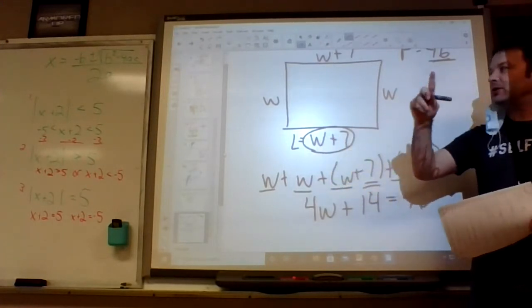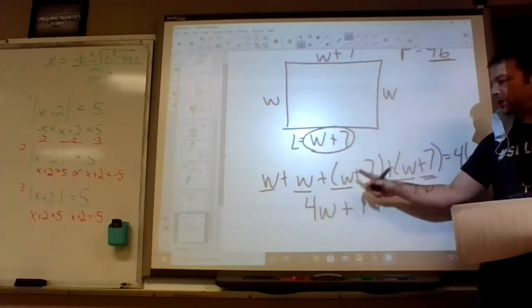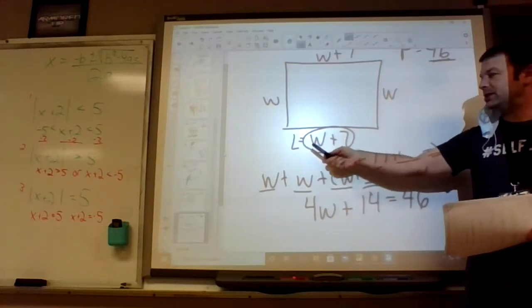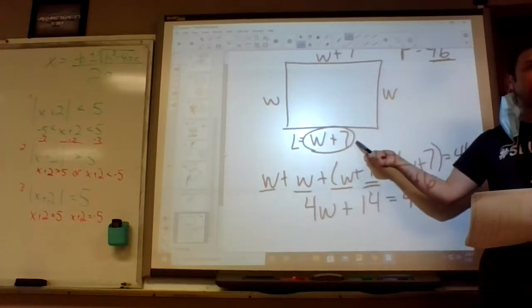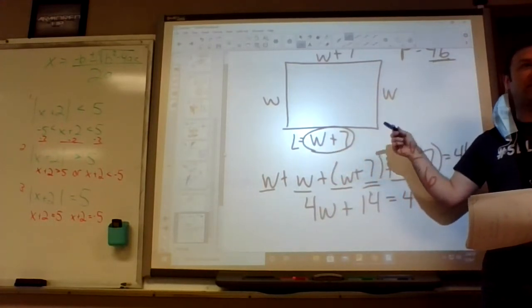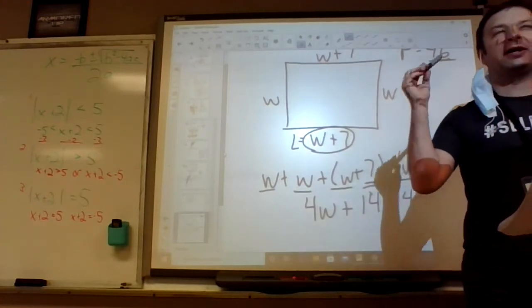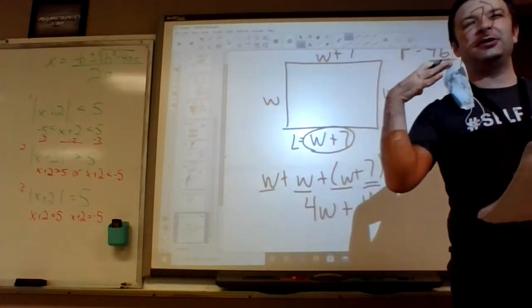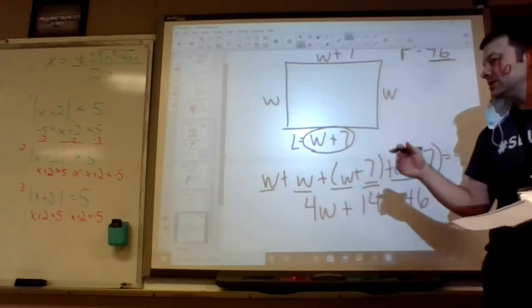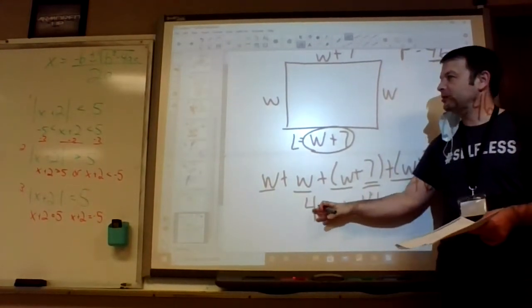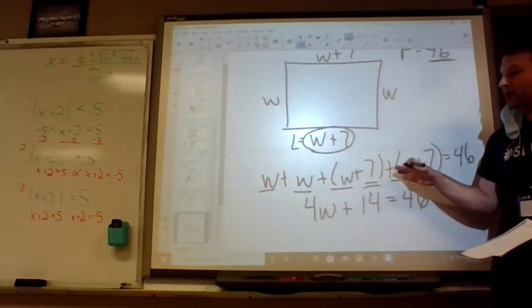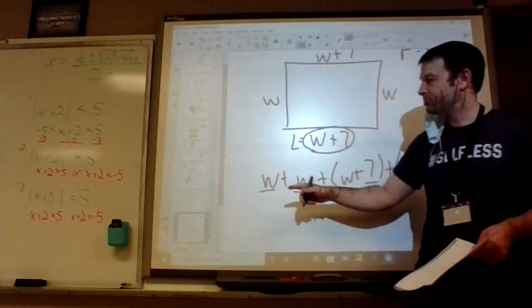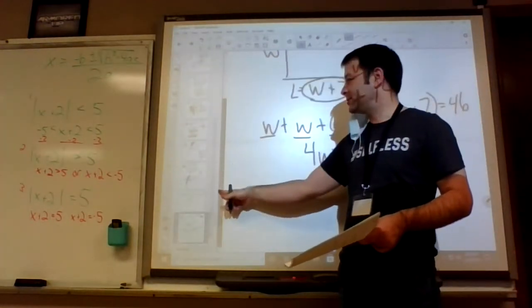So you guys can see we've got W plus W plus W plus W, 4W plus 14. Okay, so we've got a simple equation. I know you guys know how to solve this. So you can solve that for W. That tells you the width of the rectangle. W plus 7 would tell you the length of the rectangle.